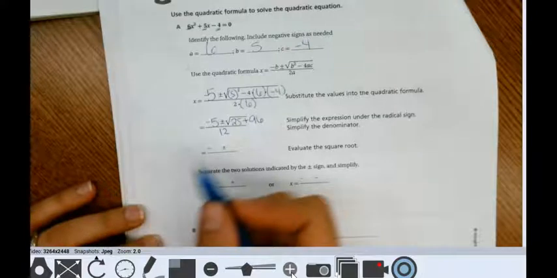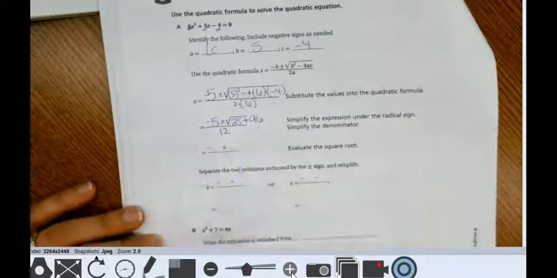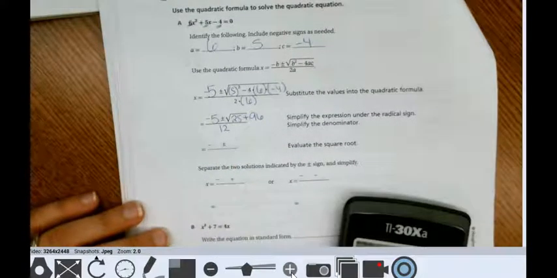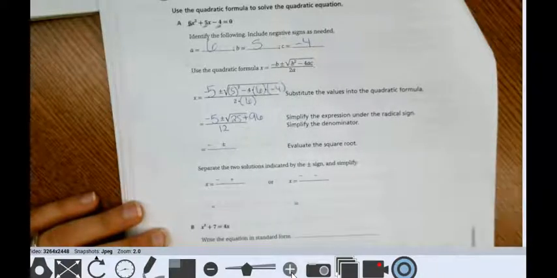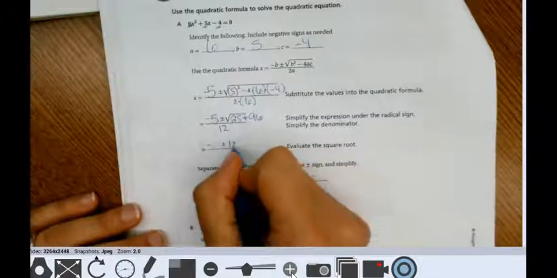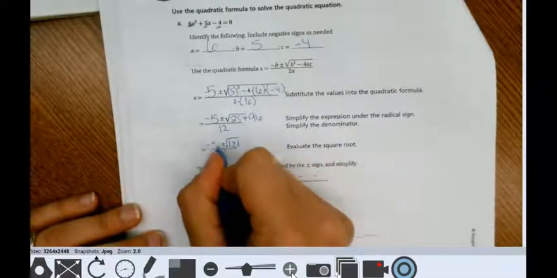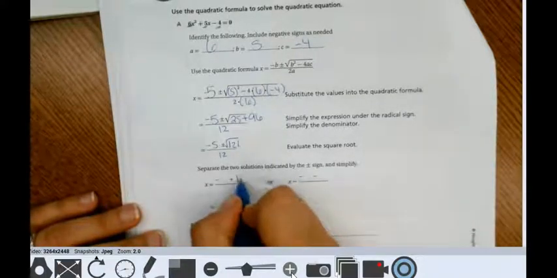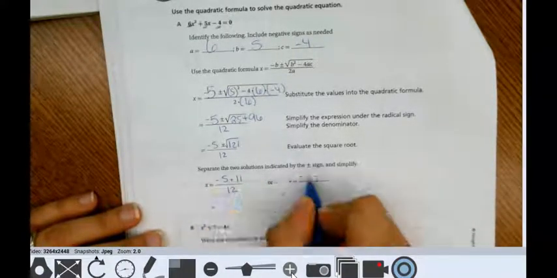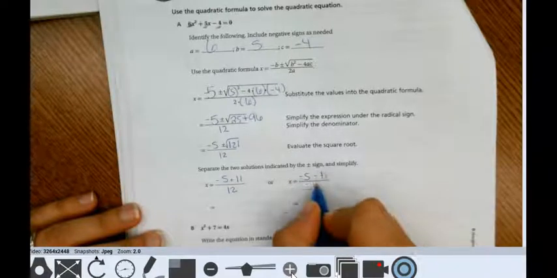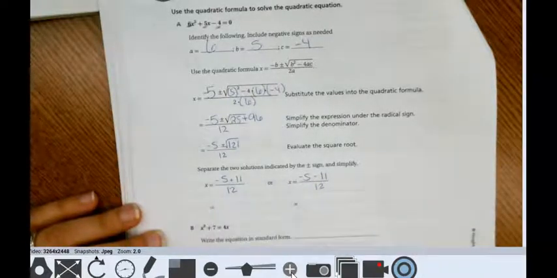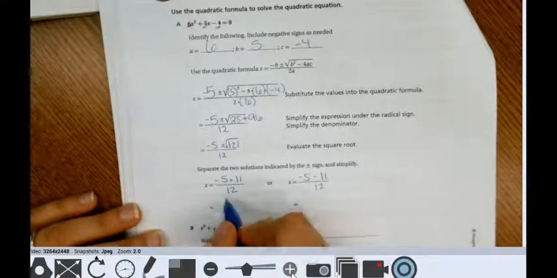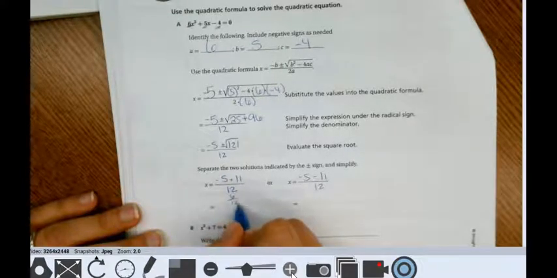So now 25 plus 96, 121. The square root of 121 is 11. -5 plus 11 over 12. -5 minus 11 over 12. -5 plus 11 is 6/12. And 6 over 12 reduces to 1/2.